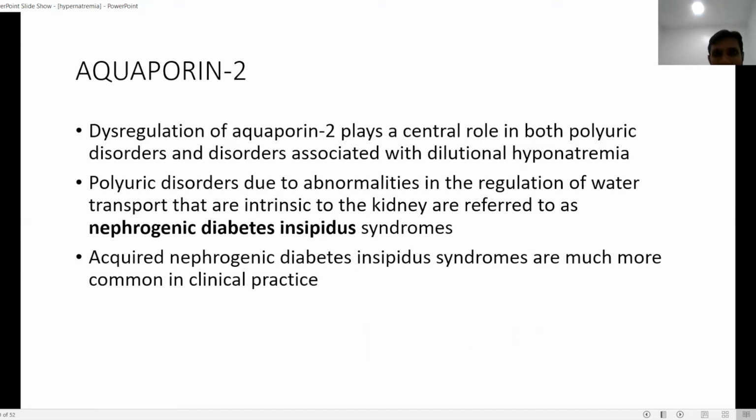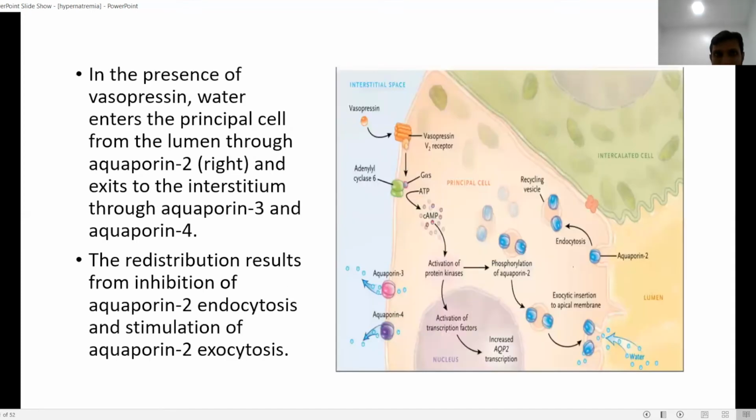So the dysregulation of aquaporin 2 channels plays a central role in both polyuric disorders and the disorders associated with dilutional hyponatremia. Polyuric disorders due to abnormalities in this transport are intrinsic to the kidney and referred to as nephrogenic diabetes insipidus syndrome. Acquired nephrogenic diabetes insipidus syndromes are much more common in clinical practice.